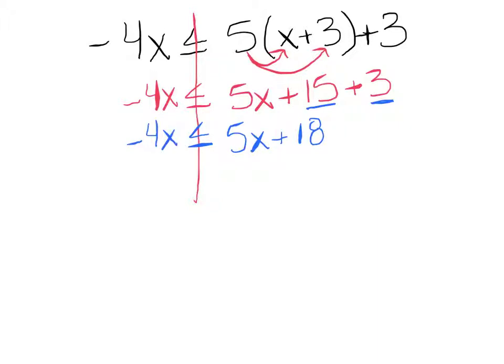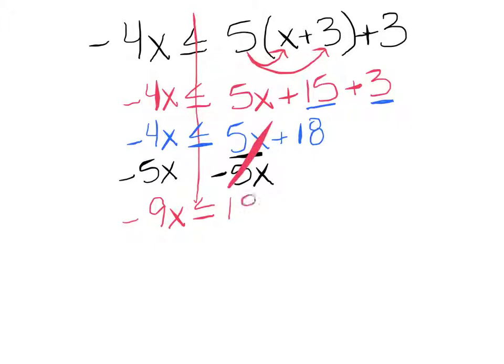Now, though, we're ready to start gathering things together. We need to move our x's all to the same side. I like to move them to the left, so that's what I'm going to do. I'm going to move that 5x. I don't want him anymore. I'm going to remove him, minus 5x. But remember, we need to keep things balanced, so we need a minus 5x on the other side. So I have negative 4x's and negative 5x's. Altogether, we have negative 9x's. On the other side, those canceled, and I'm left with 18.